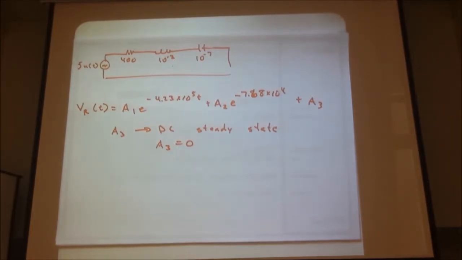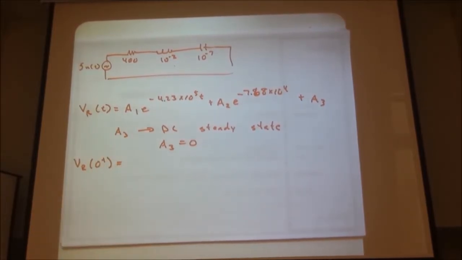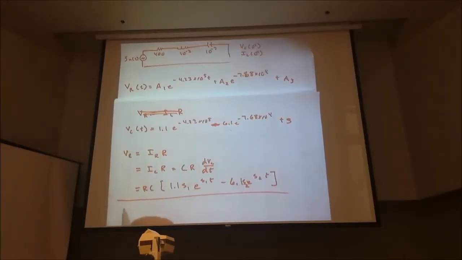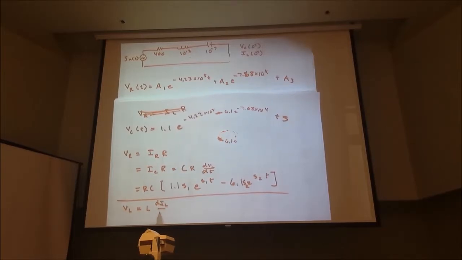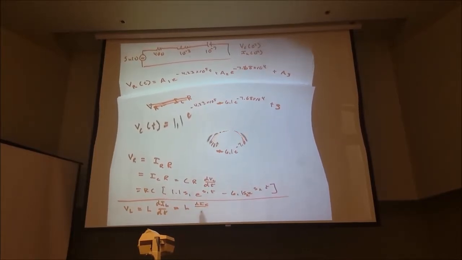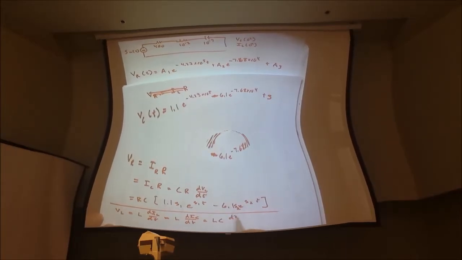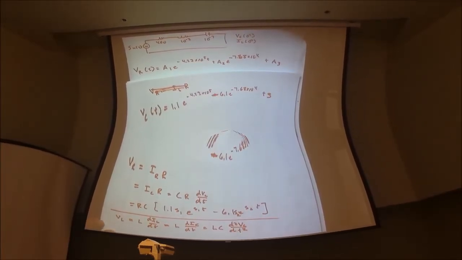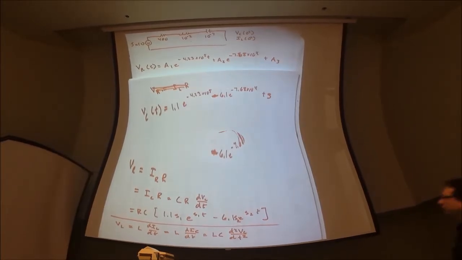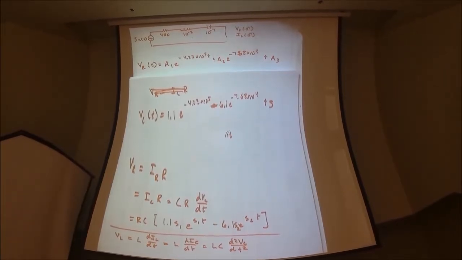And by the same reasoning, do we know VR(0+)? Well, what's VR(0+)? Well, VL is what? L dIL by dt. Well, what's IL? IL is C dVc by dt. And so, once we know the voltage across the capacitor, which is the easy one to get, again, you know everything.